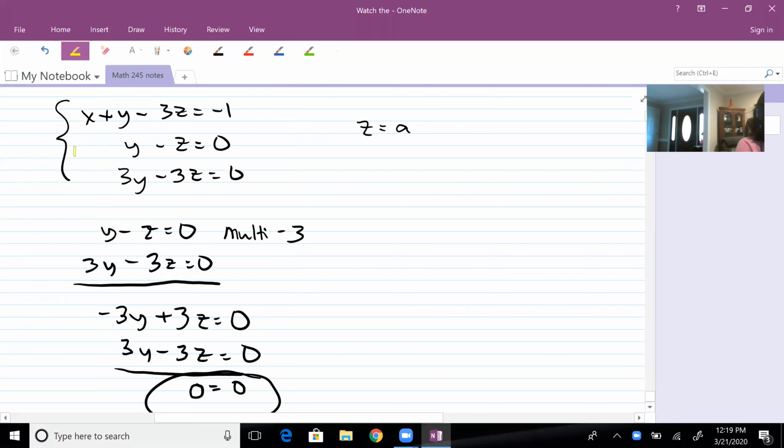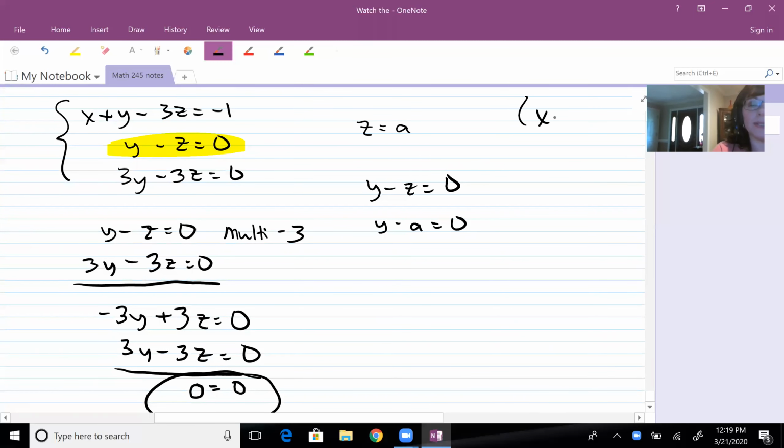So the rest of the time we're going to be doing back substitution. Let's go to this middle equation: y minus z equals 0. I know that z is equal to a. Now remember, my ultimate goal is to still have an ordered triple. I need an x, a y, and a z. So I've got the z, and if I can solve this for y, I'll have y. So we'll end up adding a to both sides.